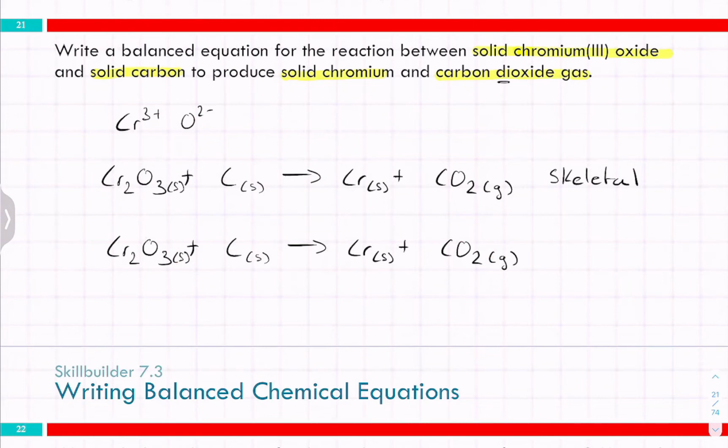Yeah, so we can use the crisscross rule here, and we want to get the least common multiple, the smallest common multiple. So this is 3, this is 2 oxygens. If we multiply the 3 by 2, so add a 2 coefficient here, not a subscript, and then we add a 3 coefficient over here, now we'll have 6 oxygens on either side.